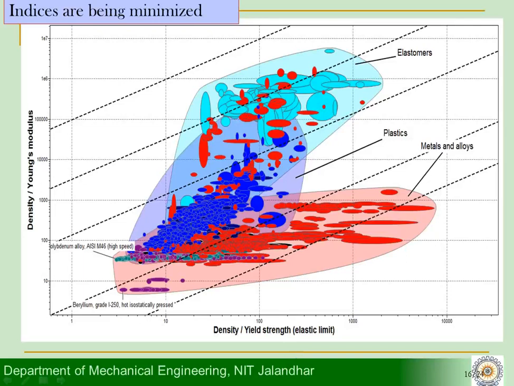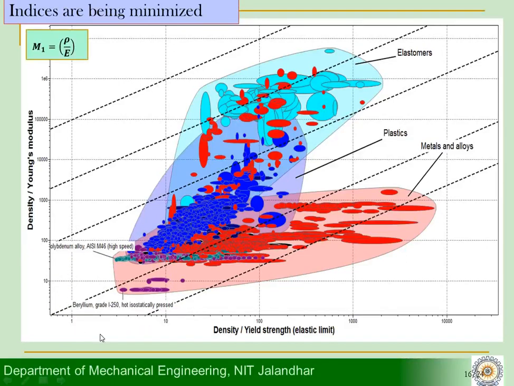Because these indices are to be minimized, which you have already written here, the best solutions will be where? Whether here or here. The best solution will be available here, where both the values of M1 and M2 are getting minimized. So the best solutions will be available in this region.